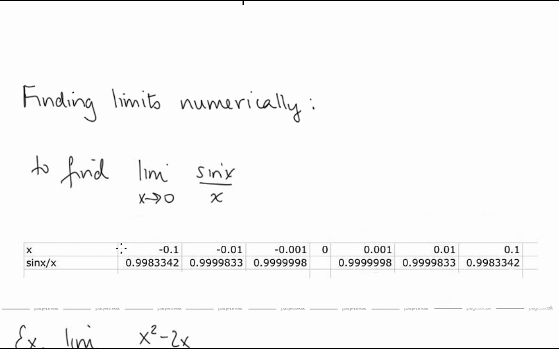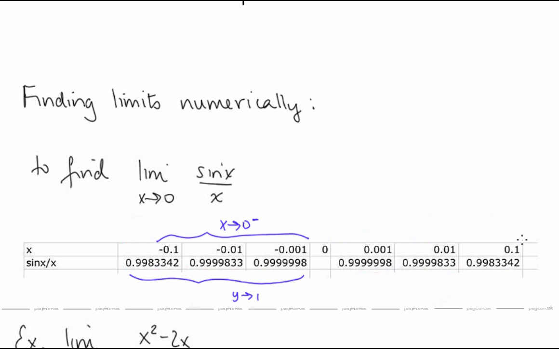So for x equals negative 0.1, sine x over x is going to be 0.9983342 approximately. Plugging in x equals negative 0.01, we're getting this y value. Negative 0.001, we're getting 0.9999998. And so notice these x values are approaching 0 from the left. And what are these y values approaching? These y values are approaching 1.